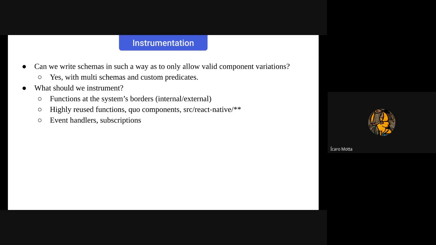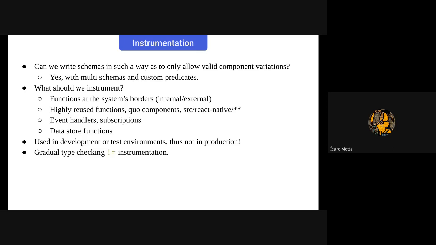We can also instrument event handlers and subscriptions. I did this in the branch. I will show you a quick example. And because they are often reused many times, it can be very helpful. And we have data store namespaces, and we could add schemas for functions inside these namespaces because they deal with data models coming from status go. And again, instrumentation is never enabled in production. And gradual type checking is not instrumentation. Let's be careful not to go this route of instrumenting everything.